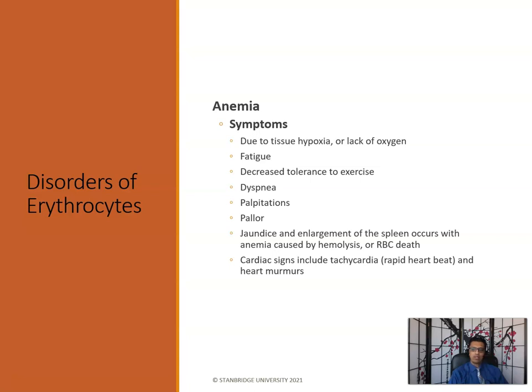Due to tissue hypoxia, a lack of oxygen, you might get fatigue, decreased tolerance to exercise, dyspnea, palpitations, pallor, jaundice, and enlargement of the spleen occurs with anemia caused by hemolysis or red blood cell death. Cardiac signs include tachycardia, rapid heartbeat, and heart murmurs. I put symptoms on here, but fatigue and decreased tolerance would be symptoms, while signs would be jaundice, tachycardia. Remember, anything objective is a sign that we can measure, and anything subjective, such as fatigue, would be a symptom.